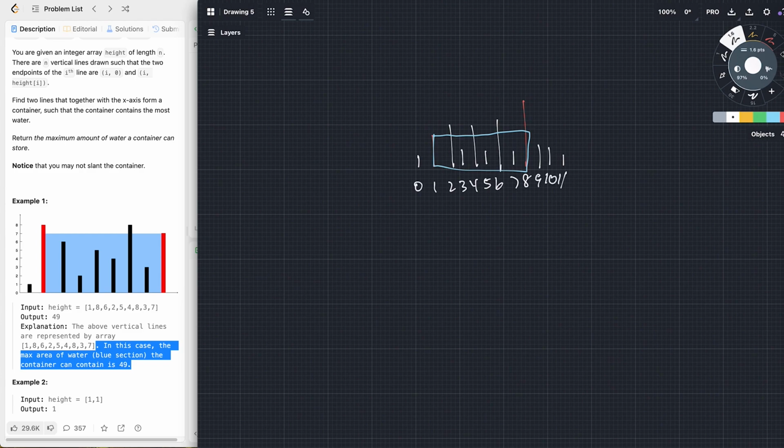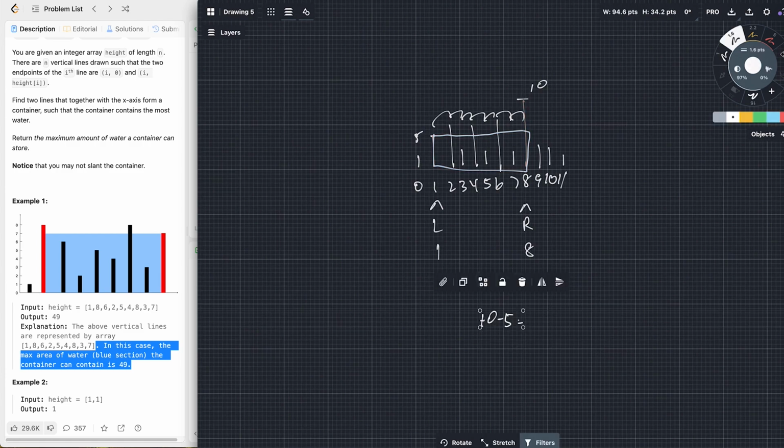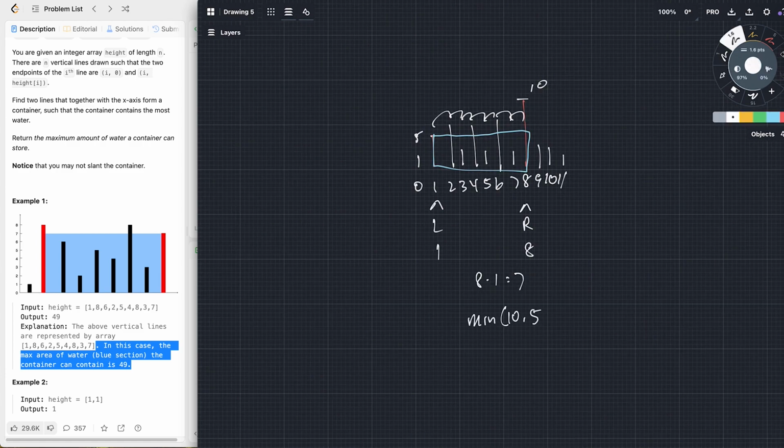We're going to have this right one and this left one of index 8 and 1, right? 8 minus 1 equals 7. Is that 7 away? 1, 2, 3, 4, 5, 6, 7. It's 7 away. And the minimum of these two heights is, let's say this is 10 and this is 5, for example, right? So it'll be the minimum of 10 and 5. And that's going to be 5 multiplied by 7, which is 35. So that's just the mechanics of it. How do we go about choosing this left and this right?